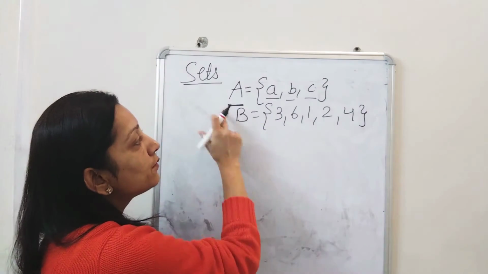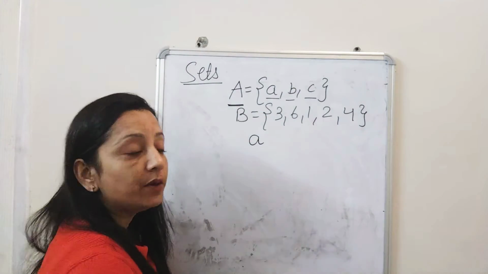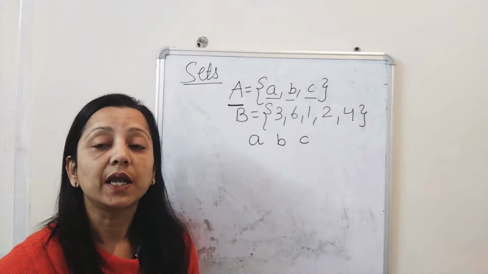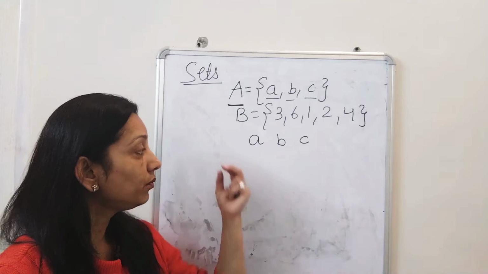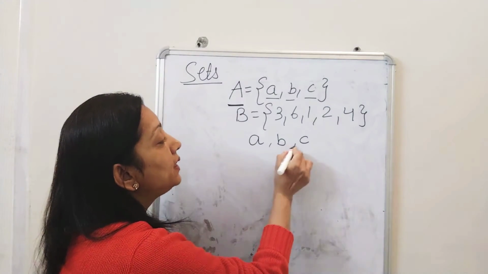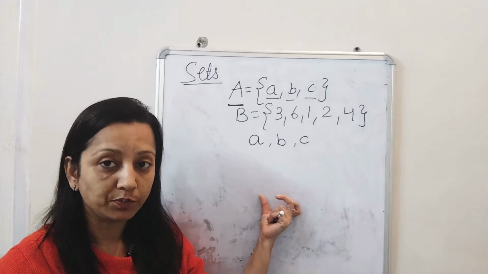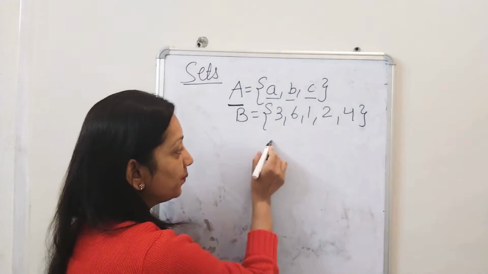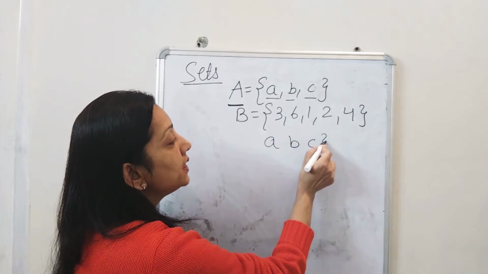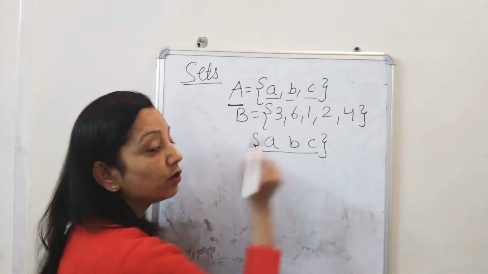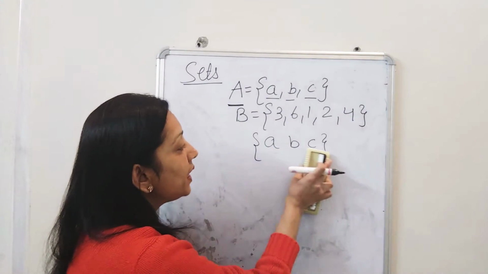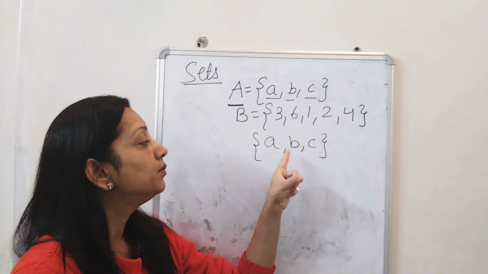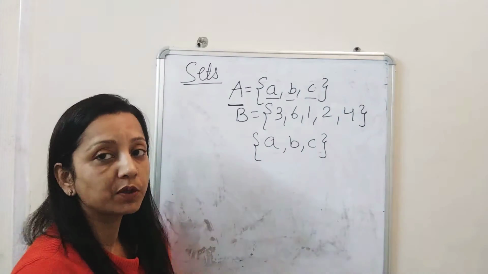So what are the elements of set A? Small a is an element of set A, small b is an element of set A, small c is an element of set A. When I separate them with commas, they become distinct objects or distinct elements. So if I write abc like this, then these are not distinct elements, then abc is one element of the set. But when I separate them with commas, that is a, b, c, then they become 3 distinct elements or 3 distinct members of the set.